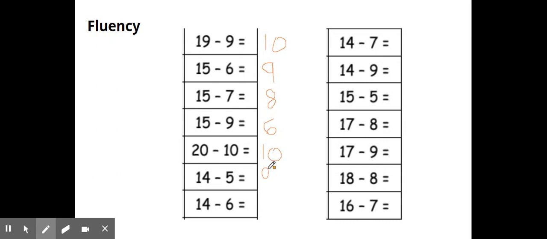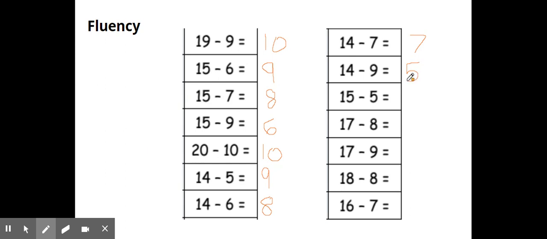14 minus 5 is 9. I did this one mentally because I knew that 14 minus 4 would be 10, and you take away one more would be 9. 14 minus 6 is 8. I knew that if 14 minus 5 was 9, then 14 minus 6 would have to be 8. Let's keep going. 14 minus 7 is 7. I know that's one of our doubles facts. 7 plus 7 equals 14. 14 minus 9 is 5.